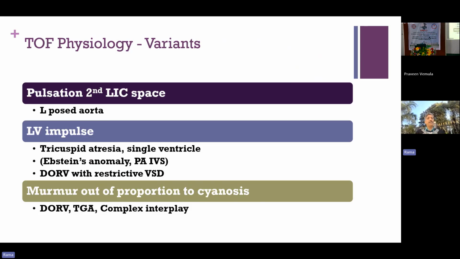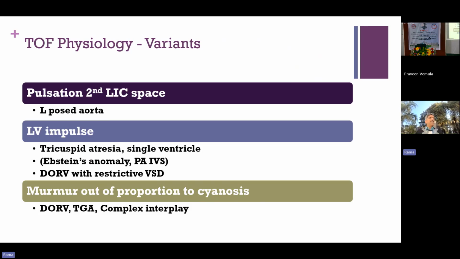Another important thing is the L-posed aorta. If you can see my hand, this is my L-posed aorta. What is an L-posed aorta? The aorta is left and anterior. So in the pulmonary area, you will have an aorta lying there, a classical CCTGA-like situation. If you find a palpable, loud aortic sound in a tetralogy-like situation, you should think of CCTGA. That is the L-posed aorta.